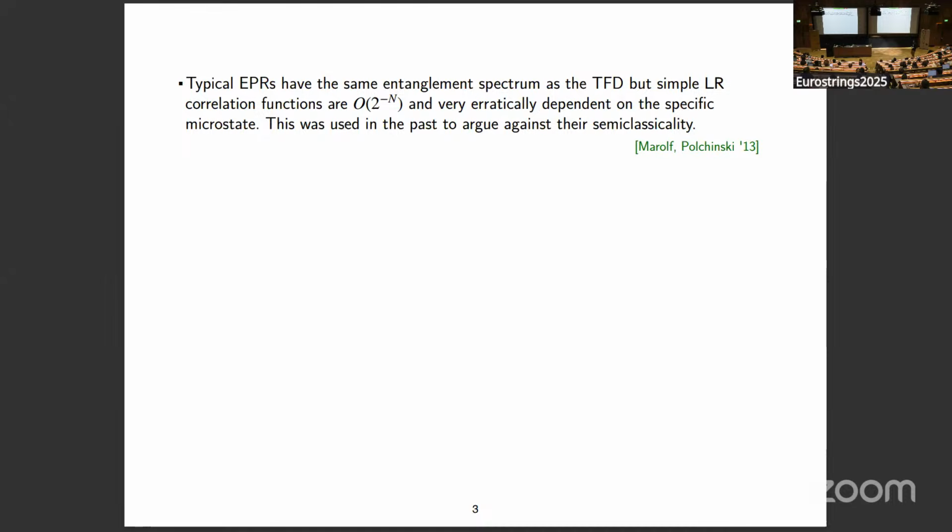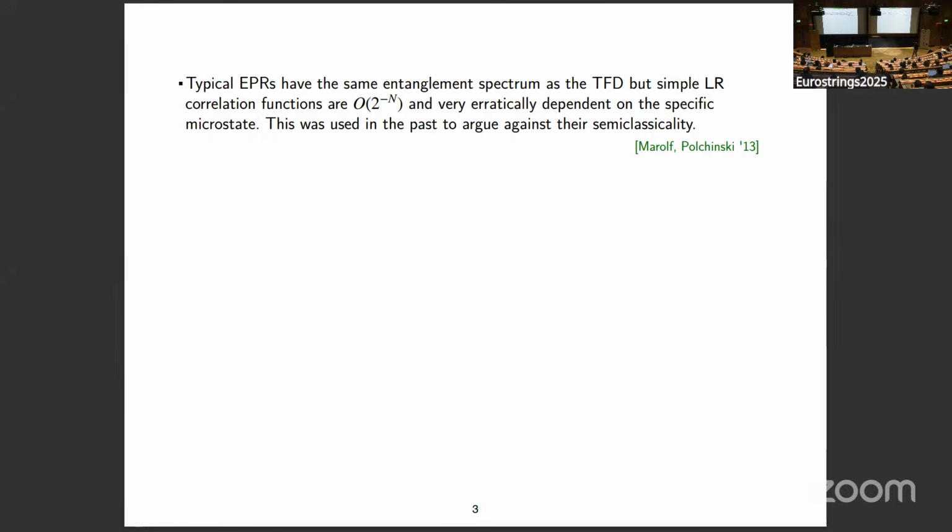However, if you want to compute a correlation function between left and right system in a typical EPR for a simple operator, say a local operator, the value of this correlation function is typically exponentially small in the entropy of the system, and moreover, it very erratically depends on the specific microstate that you chose, the specific phases of the wave function and eigenvectors of the typical EPR. And so this signal is very erratic and exponentially small, and therefore they argued that this was enough to conclude that it cannot be reproduced semi-classically.